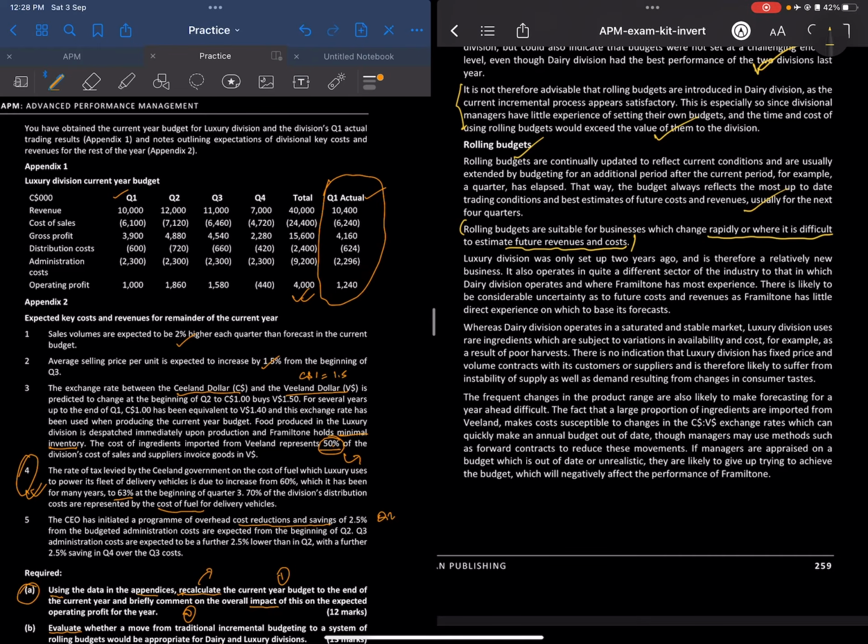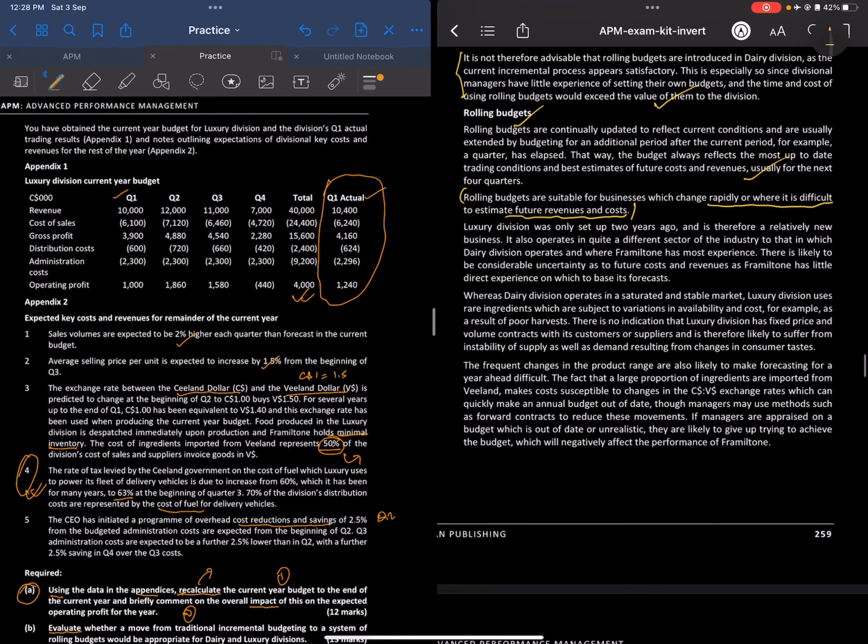So luxury division, which was created 2 years ago, right? So it's a relatively new business, and in different sectors of the industry from the one in which dairy division operates, and where Framilton has most experience. It should be considered. There is likely to be considerable uncertainty in the future costs and revenues of luxury division, as Framilton has no direct experience.